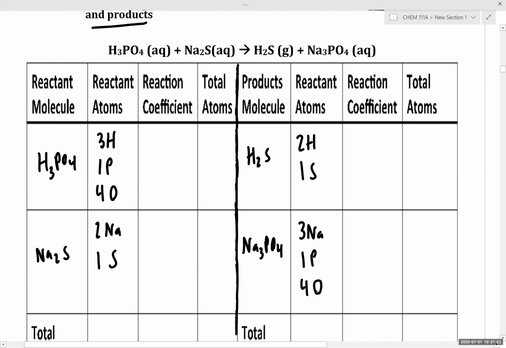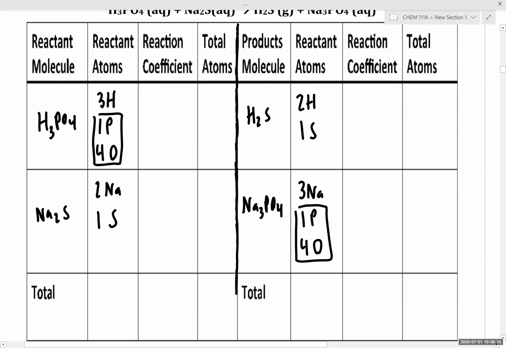I'm going to touch on this idea later, but whenever you have ionic reactions, you can also think about balancing equations in terms of ions. So this lump of 1 phosphorus and 4 oxygen atoms is our phosphate ion. We'll touch more on that later.